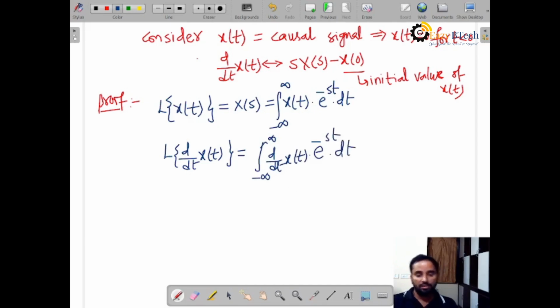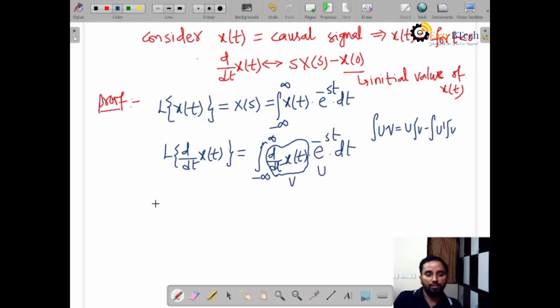Okay. So here, differentiation: d by dt of x of t, and e power minus st. So here we have uv, the integral of uv. The integral of uv is equal to u times the integral of v minus the integral of u dash times the integral of v. So here you can take e power minus st as u and d by dt of x of t as v. So let's do that uv expansion.